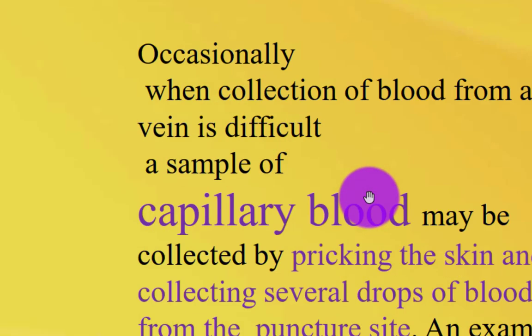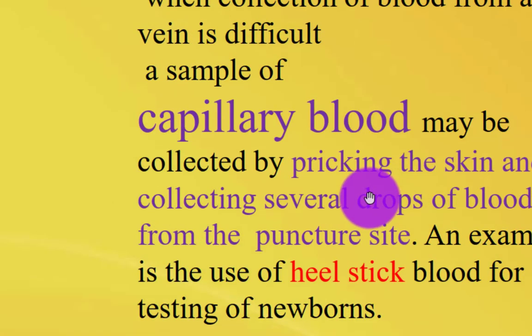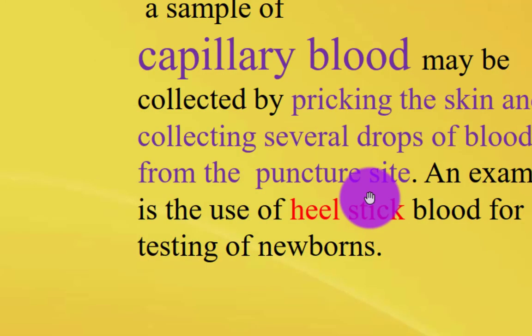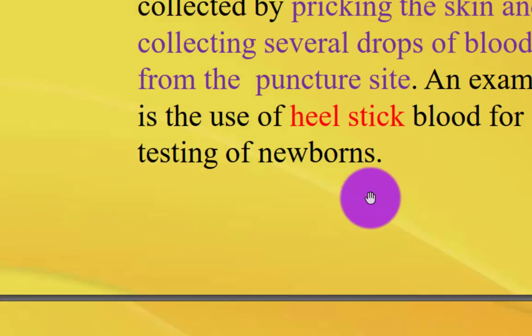Occasionally, when collection of blood from a vein is difficult, a sample of capillary blood may be collected by breaking the skin and collecting several drops of blood from the puncture site. An example is the use of heel stick blood for testing of newborns.